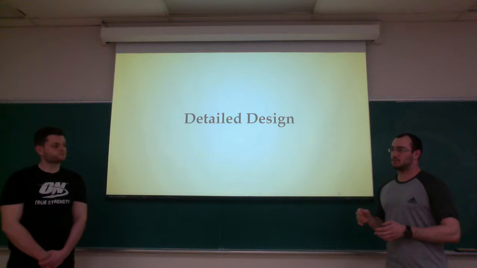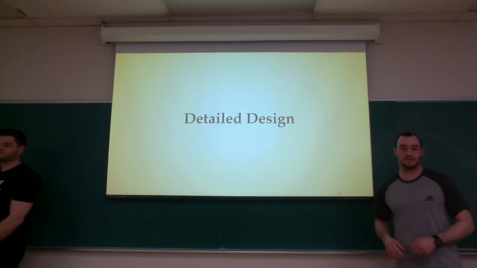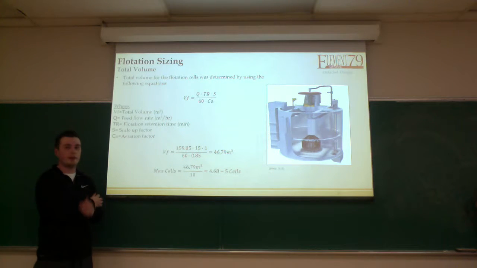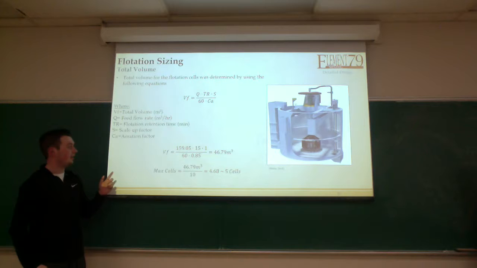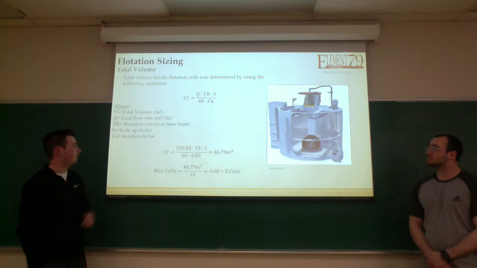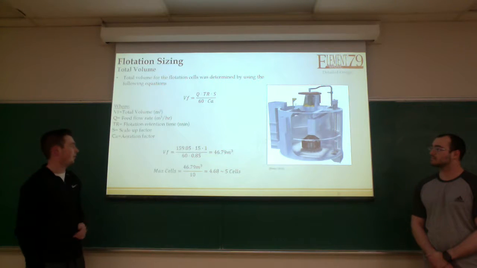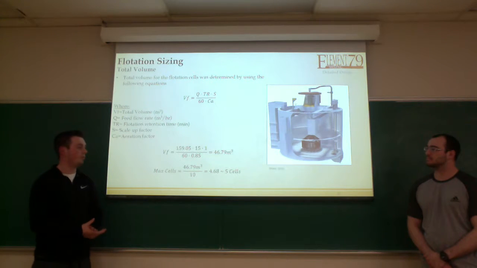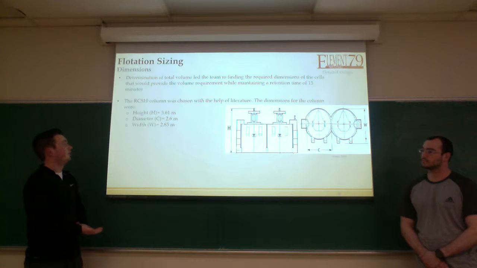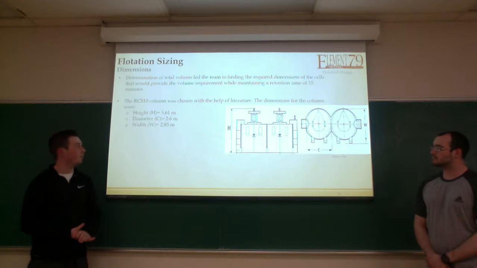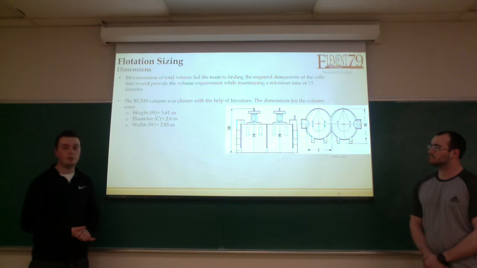So I'll hand it over to Wix for the detailed design to start off. This is how we determined our flotation cell sizing. From literature, we found our total volume of our cells to be given by the flow rate times the retention time and a scale factor, then divided by 60, which is a constant, and times the aeration factor, which is also a constant. We ended up with a volume of 46.79 meters cubed, which would give us around 5 cells. As you can see here, we use the RCS10 column. From this and using literature, we found that our height would be 3.61 meters, the diameter 2.6 meters, and finally a width of 2.85 meters.